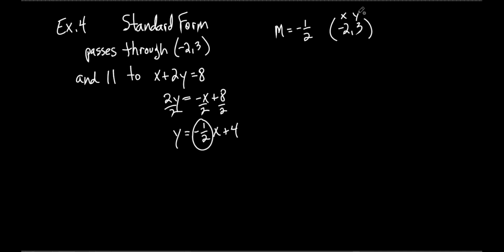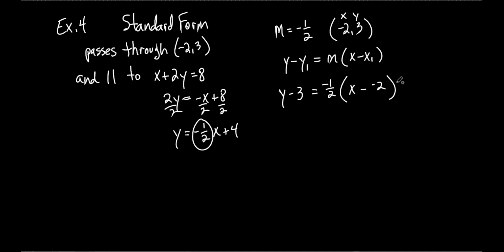But we do have something that has a point and a slope. Do you remember that? The point-slope form. So this might be a little bit easier. So let's do this one. I'm just going to go y minus y1, my y1 is 3, equals m, which is negative 1/2, times x minus what? Negative 2. Right. And now what I want to do is put it in the standard form.